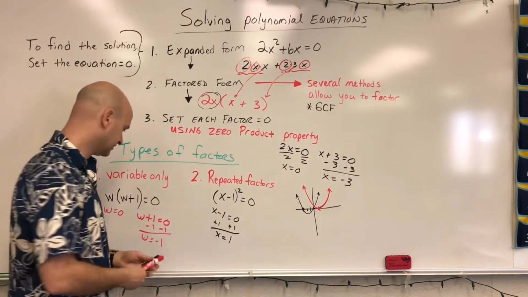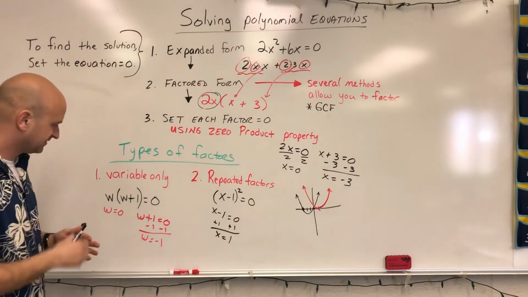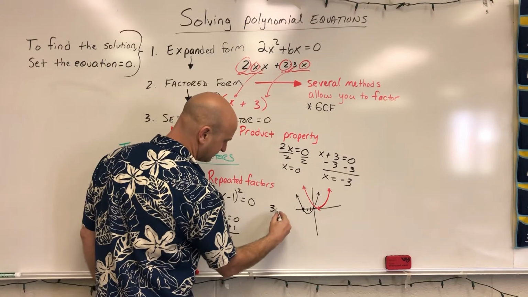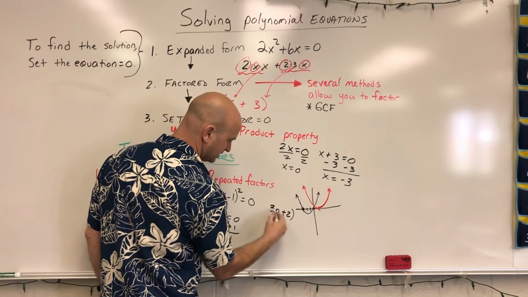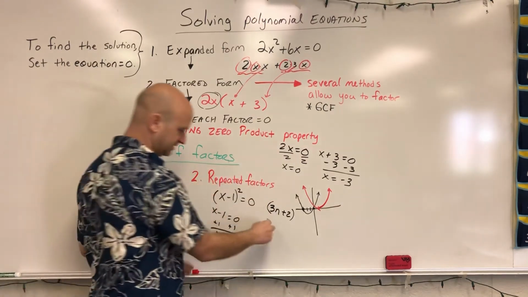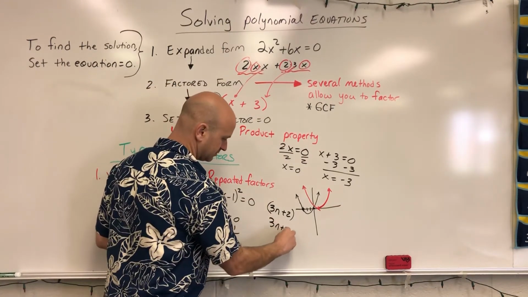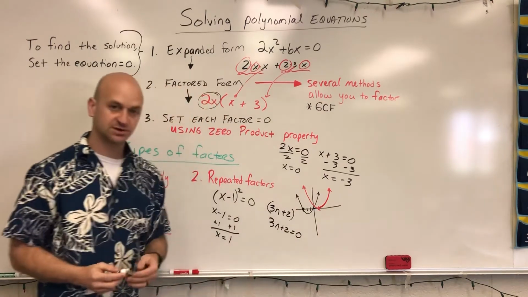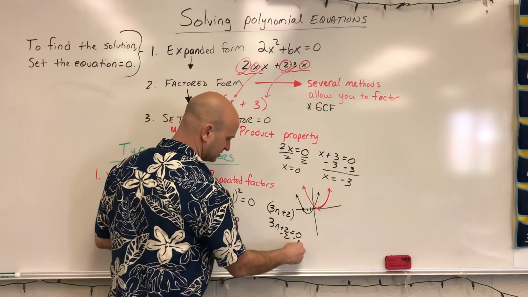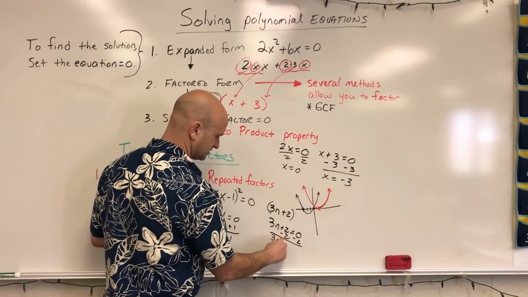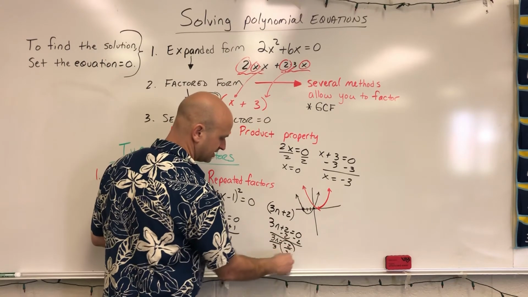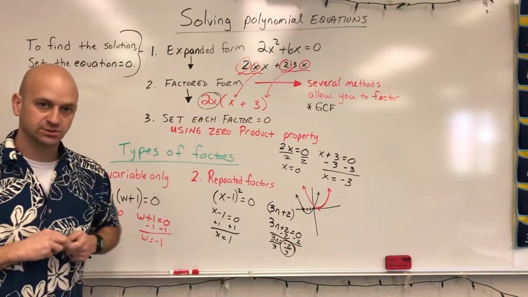And so a repeated factor is actually a turning point of a graph, which we'll get to in future videos. Now, there's another type of factor that you may see, and it might be something like this. If you have 3n plus 2 as a factor, well, how do we solve that? We set it equal to 0. So 3n plus 2 is equal to 0. We would subtract 2 and then divide by 3. And in this example, we would get a solution of negative 2/3.